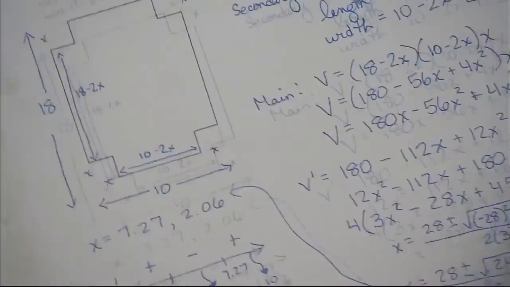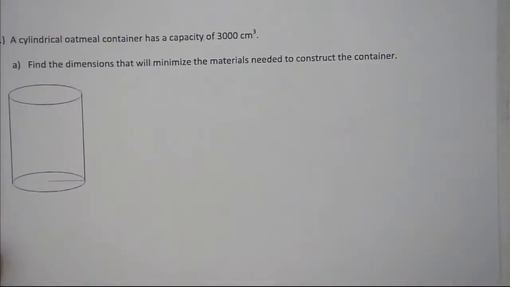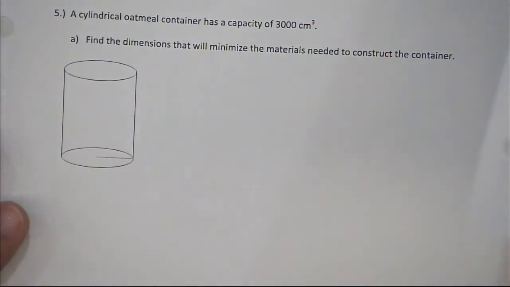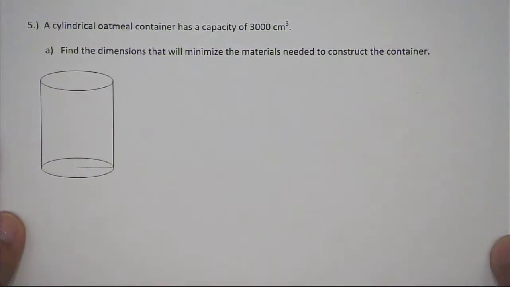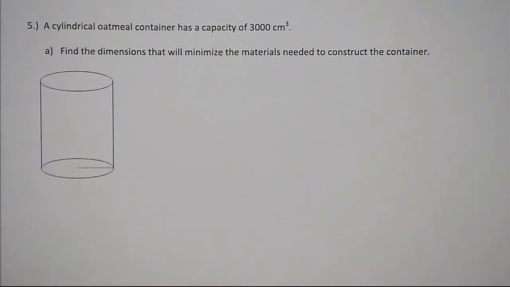Okay. All right, so 5 has 2 parts. This was an old exam question, so this is a good one to work on. All right, so we have a cylinder, an oatmeal container. And it has a capacity of 3,000 cubic centimeters.